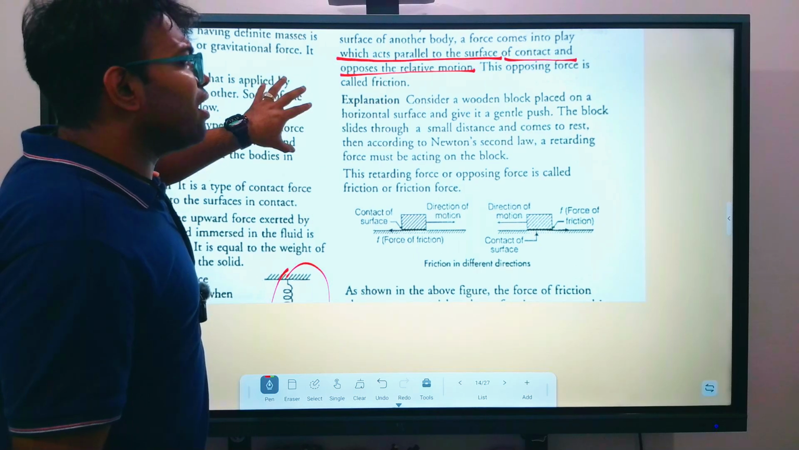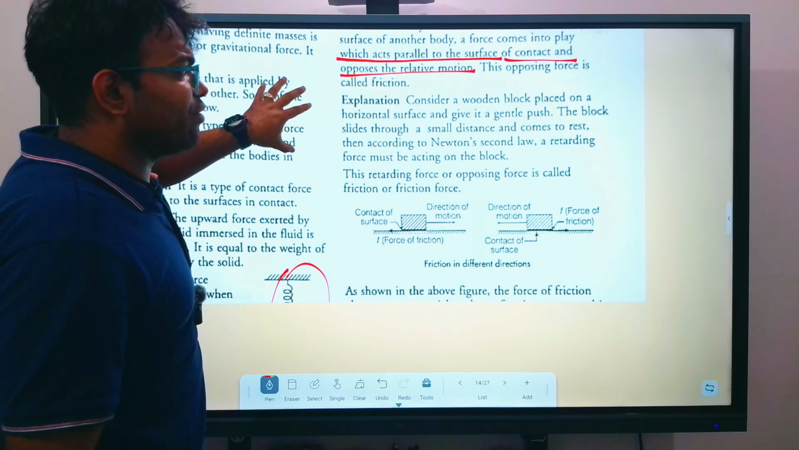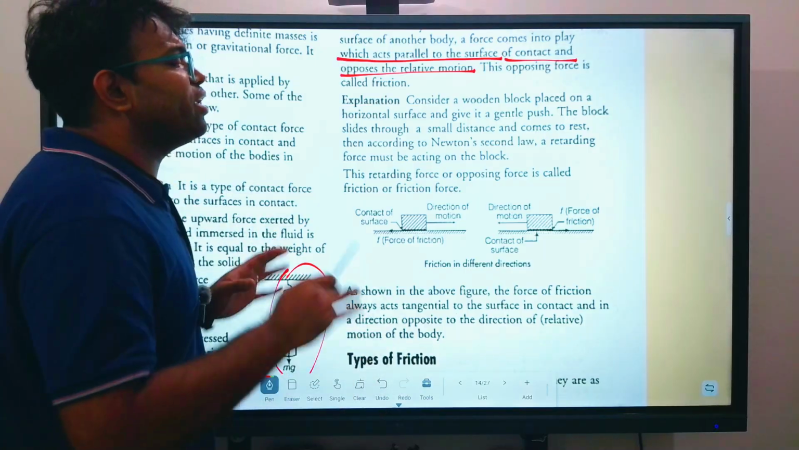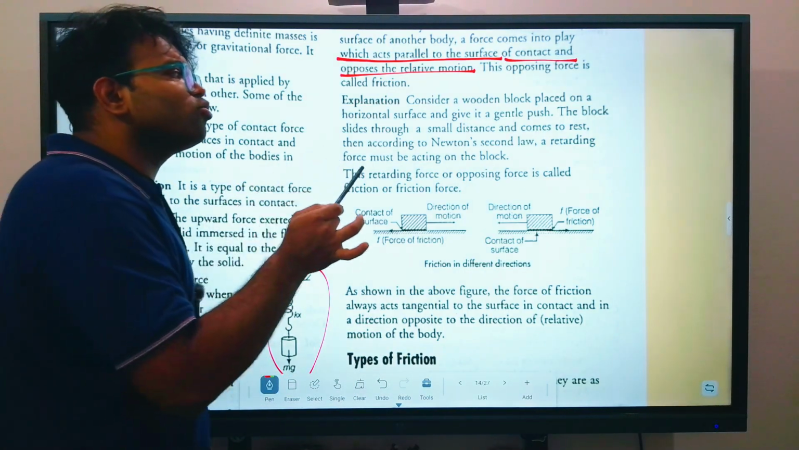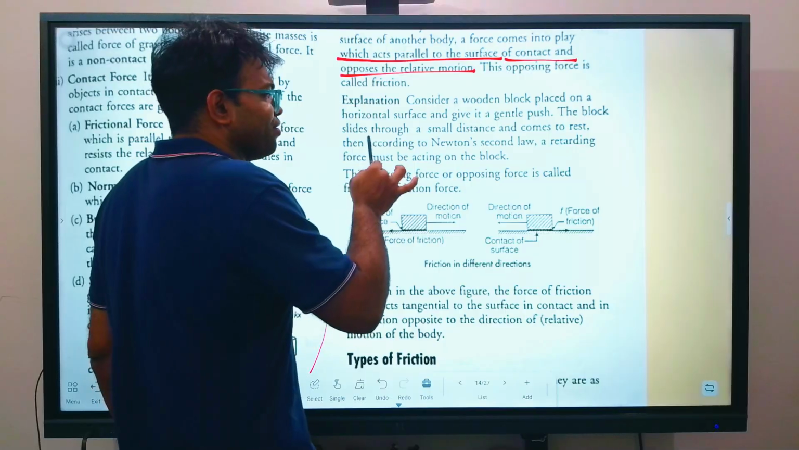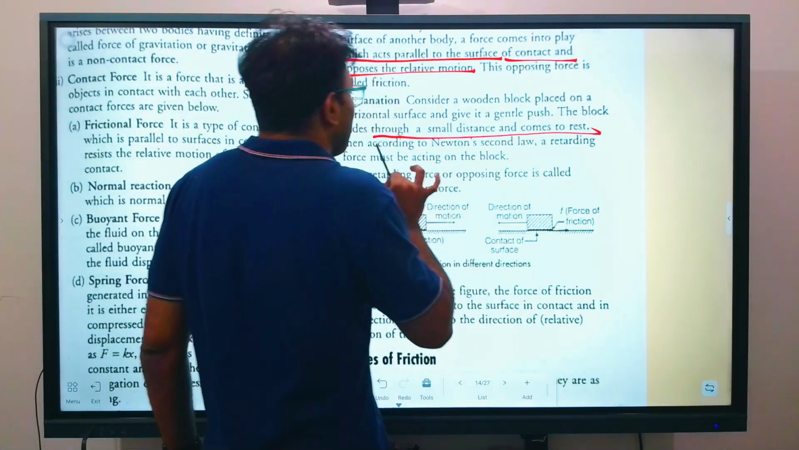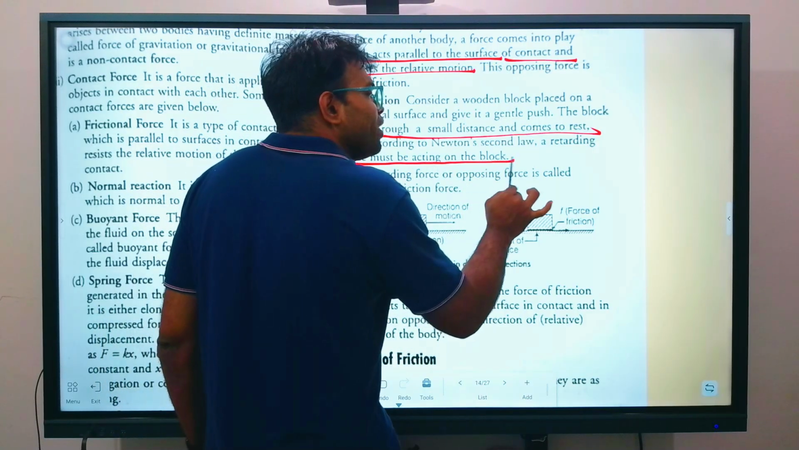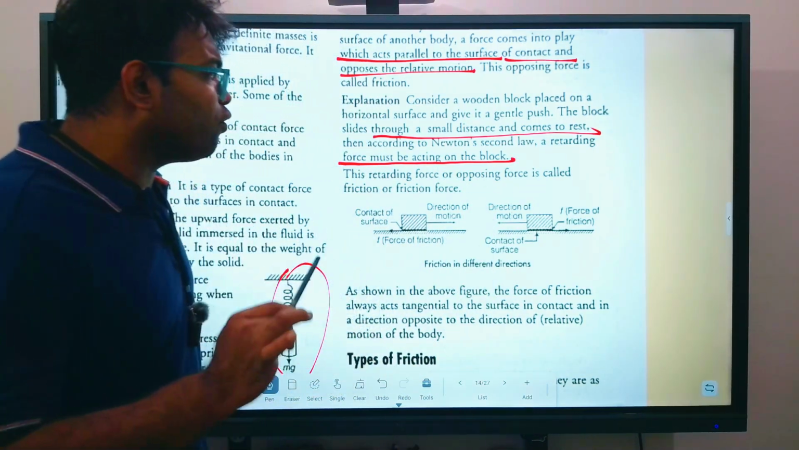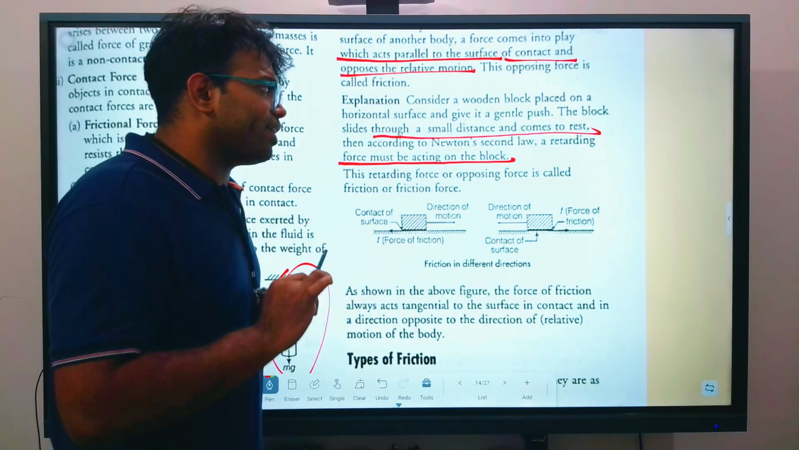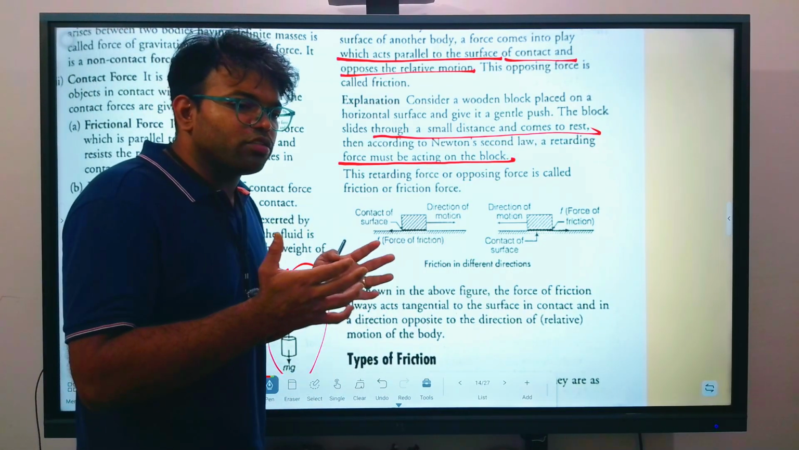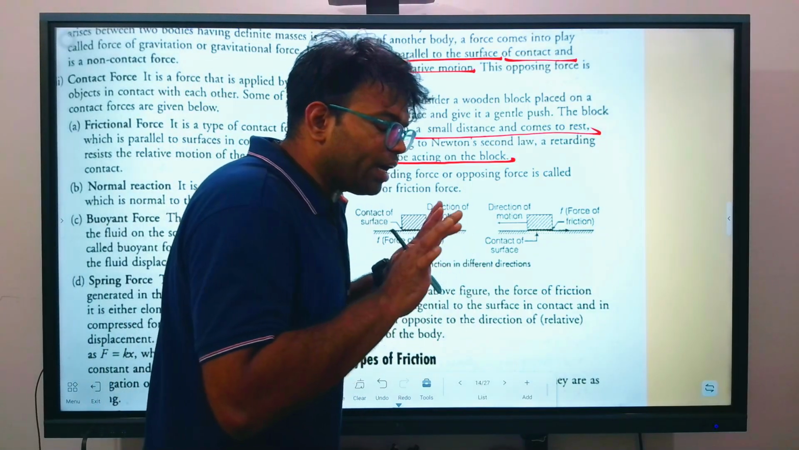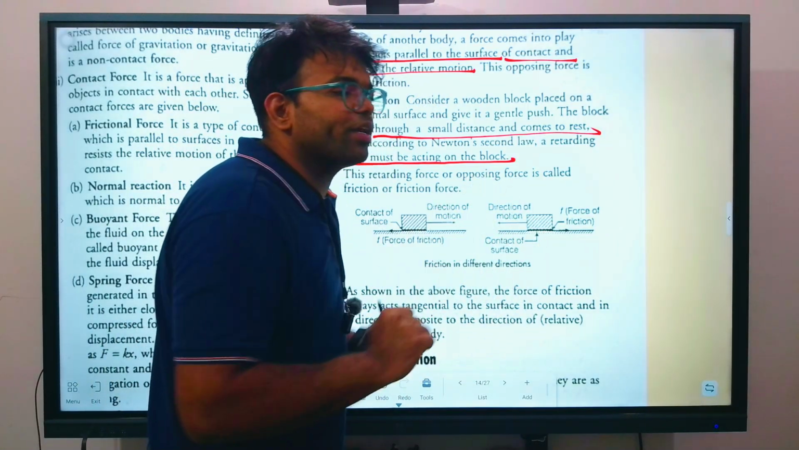Explanation. Consider a wooden block placed on a horizontal surface and give it a gentle push. The block slides through a small distance and comes to rest. Now, according to Newton's second law, a retarding force must be acting on the object, right? A retarding force is able to slow the object down.